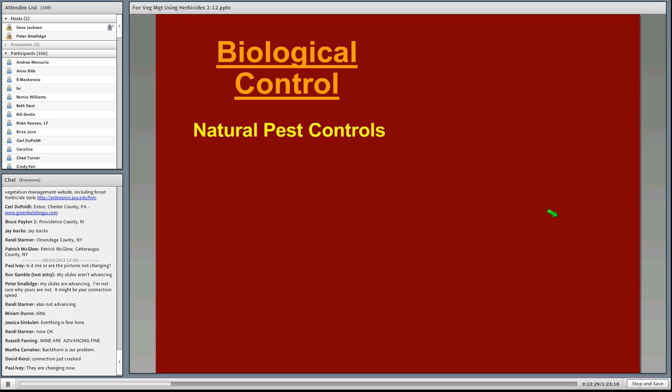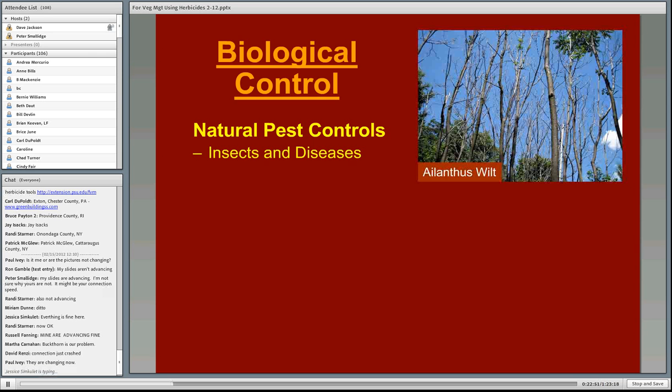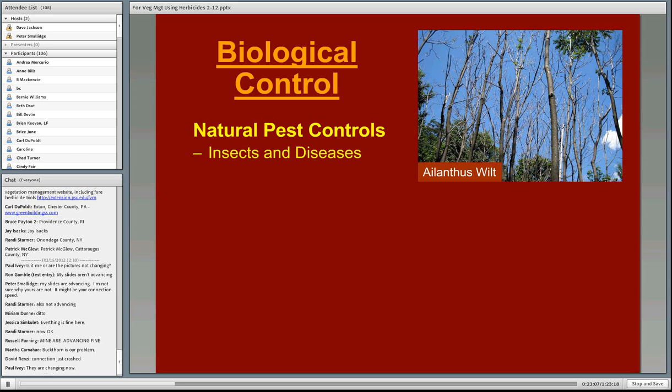Next, we have biological controls. These are natural pest controls, so we're going to talk about insects and diseases that either we can bring in to control exotic invasives or that may be naturally occurring out there that help control some of these plants and keep them in check. One that was discovered here in Pennsylvania not very long ago that controls tree of heaven, or ailanthus, was verticillium wilt, ailanthus wilt they call it, and they've seen some great success. This may be something that we'll be able to use on many properties here, and actually be able to introduce this wilt disease into any patches of ailanthus that we may have.